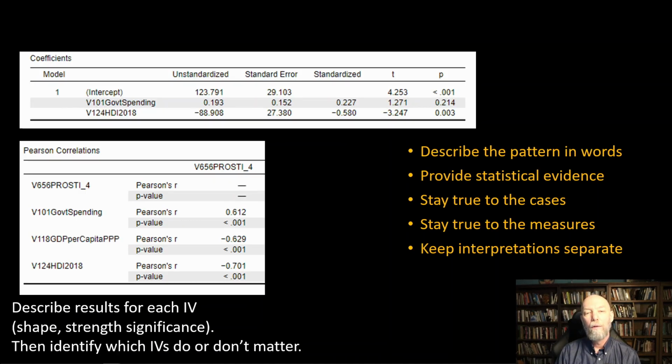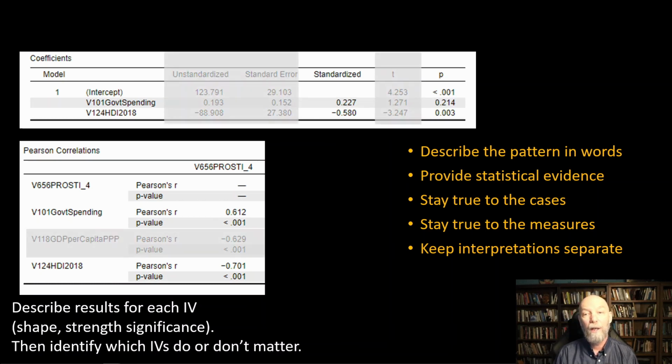Okay. So how do we use these results to describe the patterns, to provide the evidence? What we want to do is write up the results for each independent variable, the shape, strength, and significance as found in these two tables. And then we identify which independent variables do or don't matter. So we'd start by saying that we only need to look at the standardized slopes and the p's in the regression results. And I've also grayed out the correlation for GDP per capita because it wasn't included.